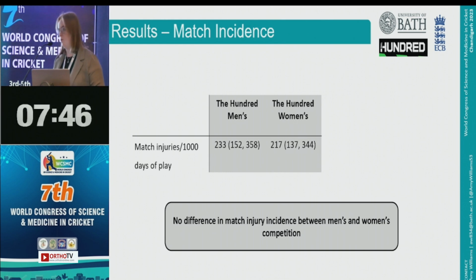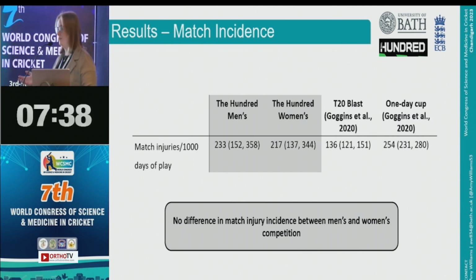And finally, just quickly reporting on the match injury incidence, we found no difference between the men's and the women's competition. And we can compare that to our T20 and our one-day cup from the study done by Luke Goggins a couple of years ago. When we looked at the men's compared to the men's T20, we found a significantly higher rate of injury in the 100 compared to T20. But when we compared it to the one-day competition, we found a similar rate of injury. Unfortunately, we don't have the same level of data from our women's game, so we had to compare it to the men's game, and what we found was that the women's 100 presented a similar risk of injury to both the T20 Blast and the men's one-day cup.